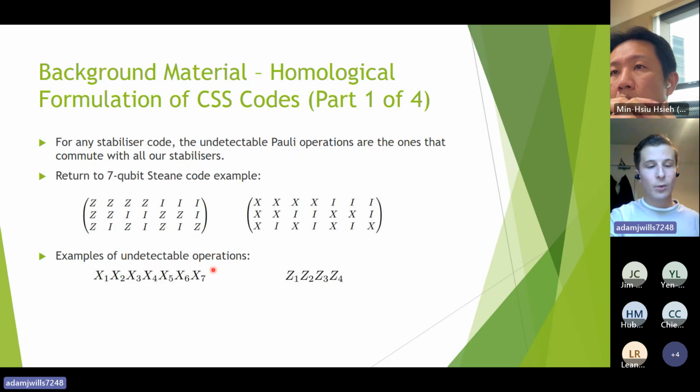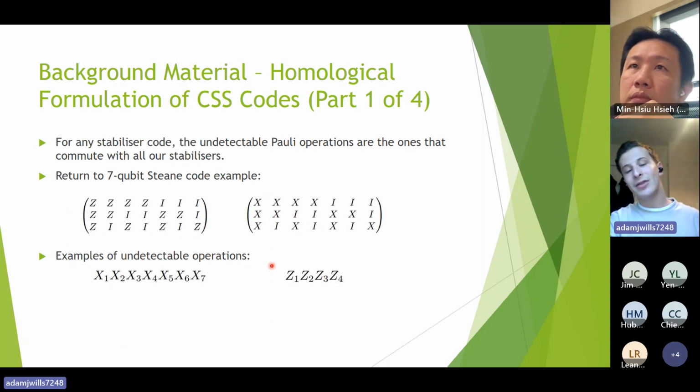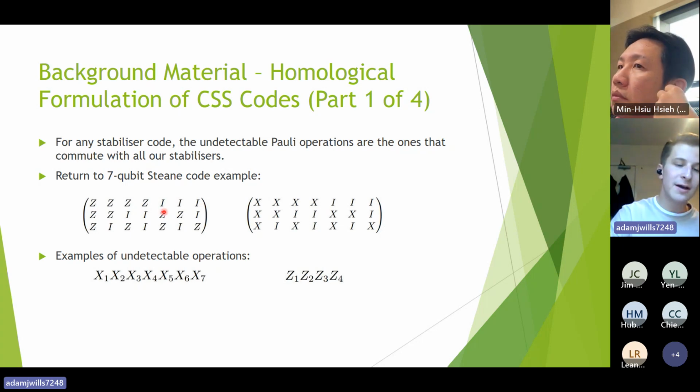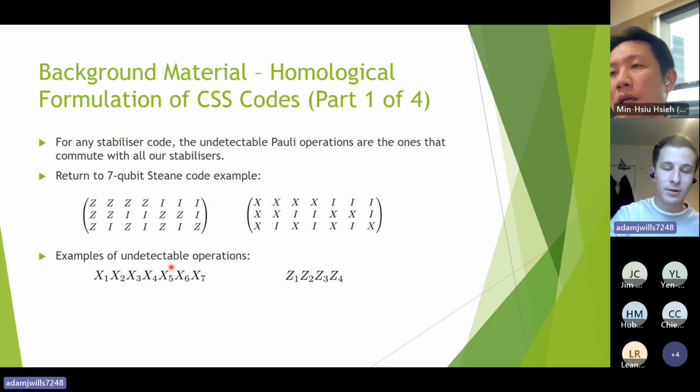Trivially, the one of X type is going to commute with all of the X type stabilizers. And the one of Z type is trivially going to commute with all of the Z type stabilizers. But then you can also check for yourself that this is going to commute with all of the Z type stabilizers, and this is going to commute with all of the X type stabilizers. So they're each examples of undetectable operations.